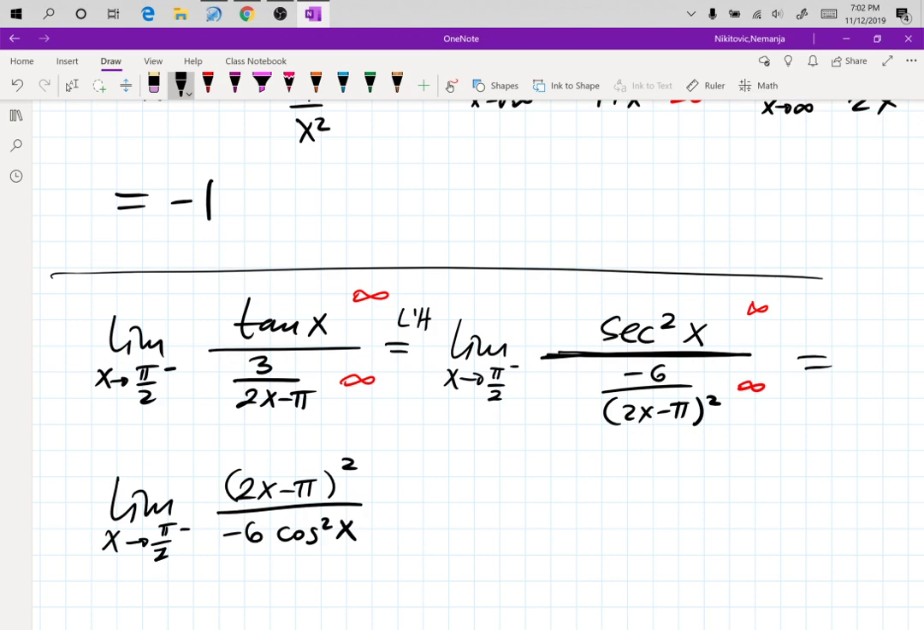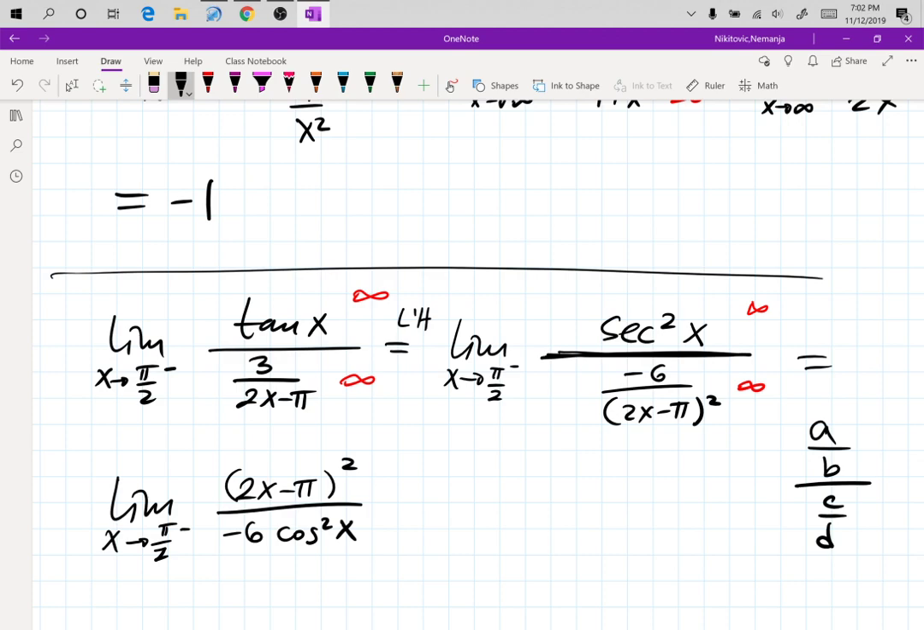What have I done? I just did the double fraction a over b over c over d. So I dealt with a double fraction where secant is 1 over cosine. So 1 over cosine squared in this case. So you have the double fraction where you multiply the two that are far apart. So 1 times 2x minus pi squared. And then the two that are close by is minus 6 cosine squared x. So now I have these.